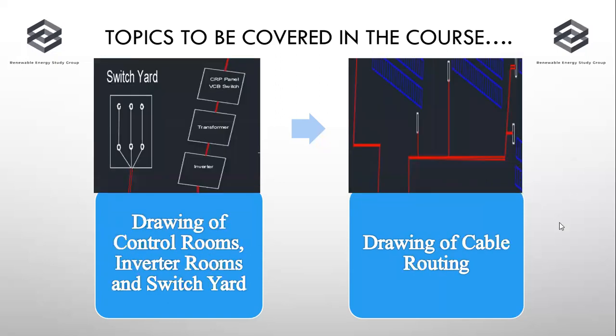The next point we're going to see is the different kinds of symbols that we are using, like for drawing the control room, inverter rooms and the switchyard, what kind of symbols we are using and how we can show these symbols at their specific locations in the site plan.